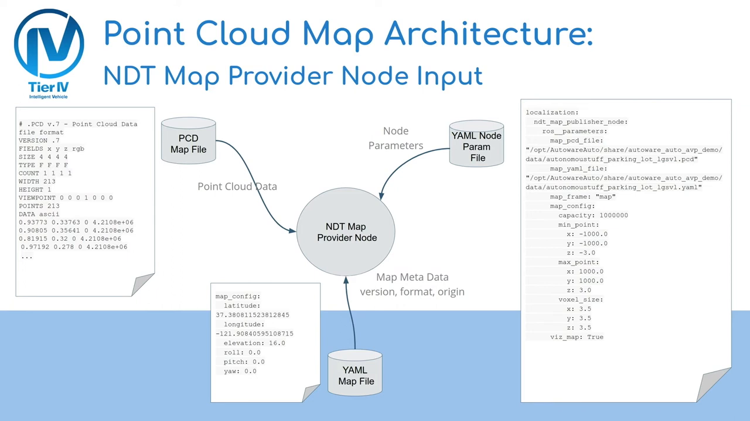Looking closer at the input interface to the NDT map provider node, we can see the PCD file where the point cloud data is stored is in the standard PCD format. The YML map file contains the origin of the map in geographic coordinates. It can also contain details about the map version and format if required. The node parameter file contains information about the map files used, the configuration of the NDT voxel map, and whether the map data is going to be visualized or not.